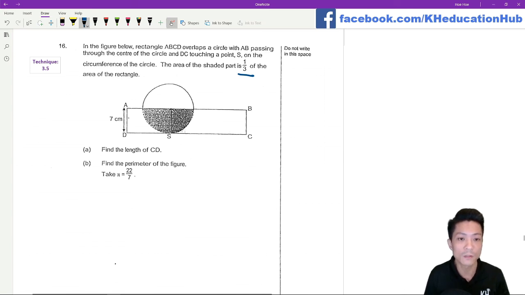The first thing that you have to realize is if AD is equal to 7, it also means that the radius of the circle is 7 cm. We're going to find the area of the shaded circle first. That would be half times pi times r squared.